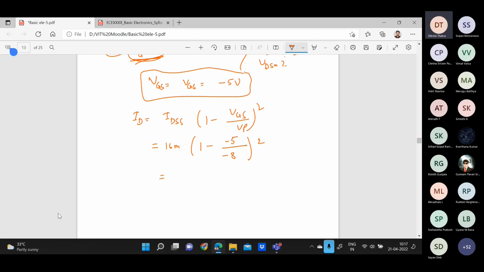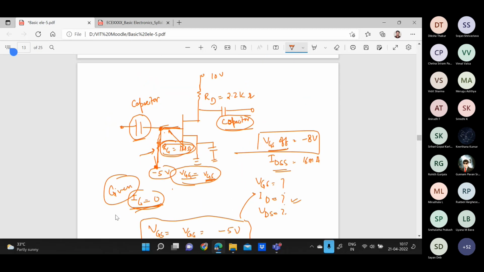The ID is 2.25 milliamps. Now you see how to apply the loop here, as we have to find out the value of VDS. This is your drain, this is your source, right? The voltage drop across this will be VDS.